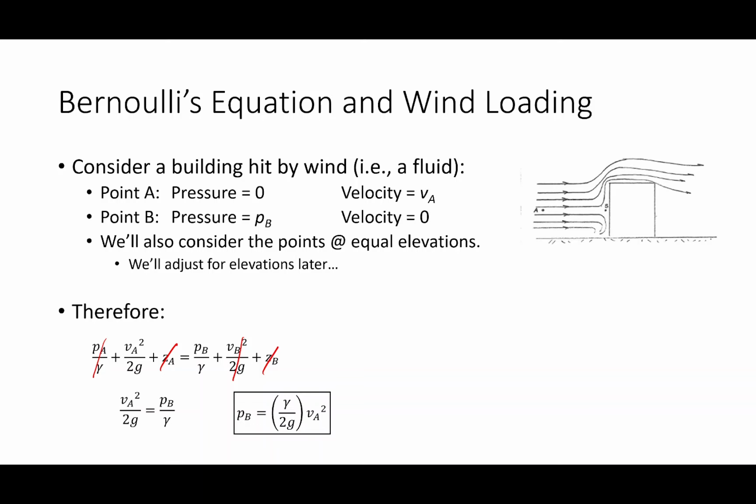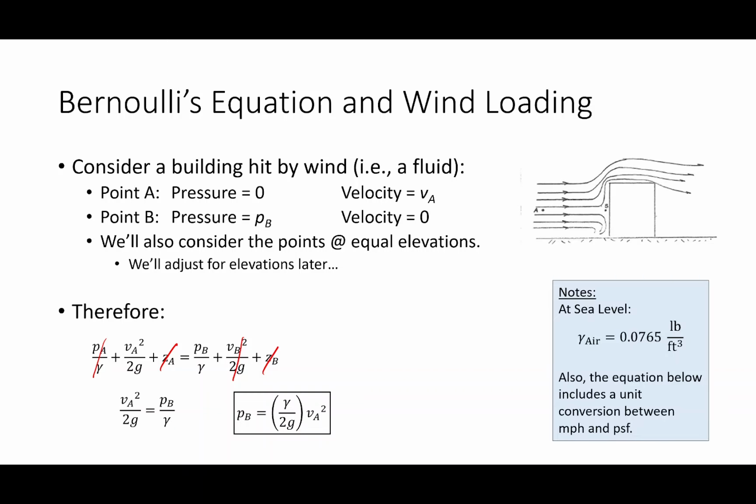Now, by the way, what is gamma? The unit weight of what? The unit weight of air, the fluid, right? In this case, it's the unit weight of air, okay? So the unit weight of air is something that you would look up. If you look that up, you would get that the unit weight of air is something like 0.0765 pounds per cubic foot. And that's the unit weight at sea level, okay? So how do we go from this to this expression right here?